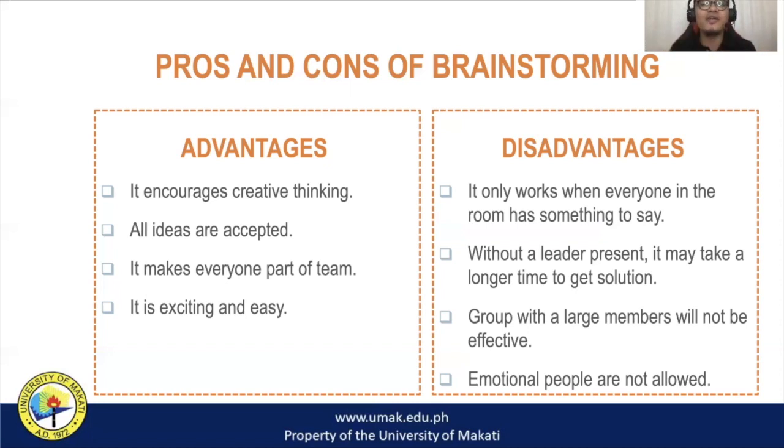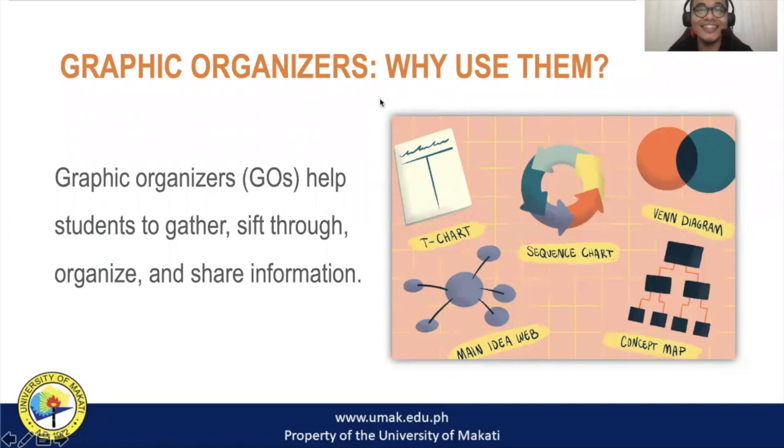And again, that's one of the disadvantages of brainstorming, specifically group brainstorming. Now that we have defined what a graphic organizer is, and we have determined its two types, the advantages and disadvantages, let's go ahead and talk about the second topic, which is graphic organizers.